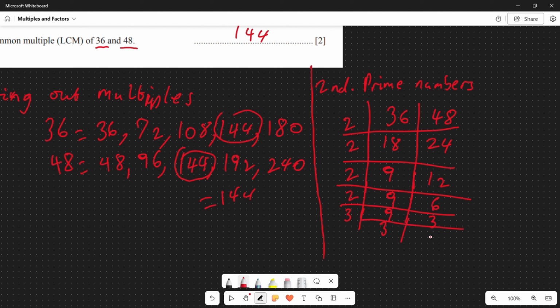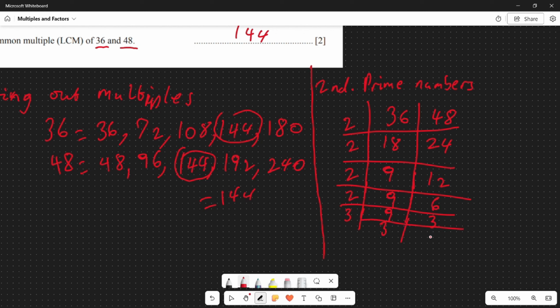Now that's for LCM. So in our question, we are asked to find the highest common factor of 45 and 105. Now same thing, the first method is bringing out the factors of both numbers. So factors of both.